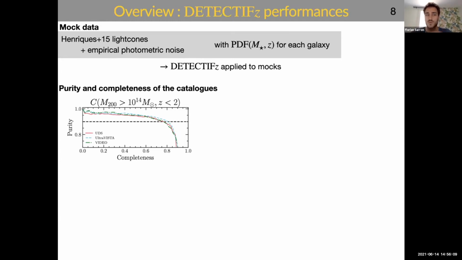As in the mocks we know the true position and properties of the groups, we can compare it with our detection from DETECTIVZ. Here I show, to quantify the selection function, the purity and completeness. As an example, I show clusters at redshift less than 2, but we can look further down in mass and further in redshift. Basically, purity as a function of completeness: we reach 80% completeness and 90% purity, which is competitive with what is found in the literature.